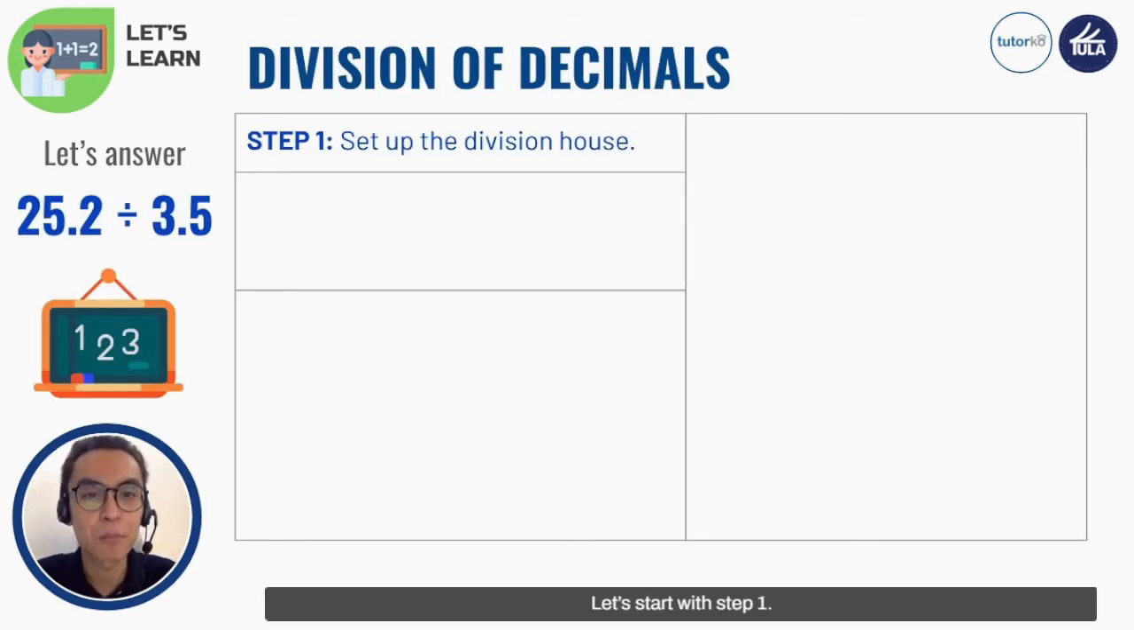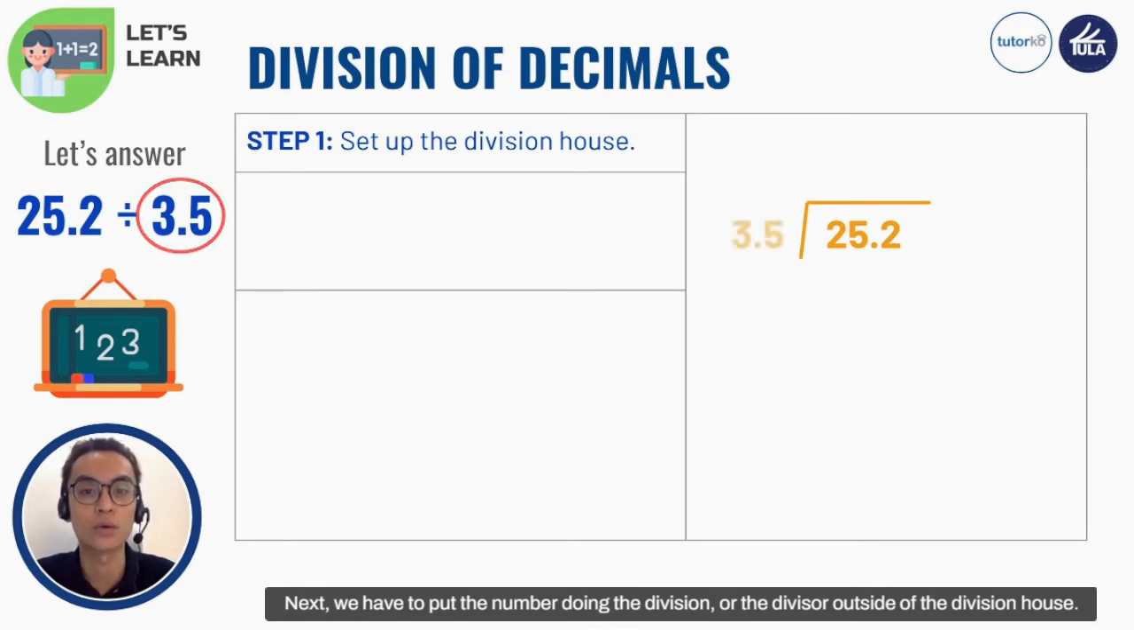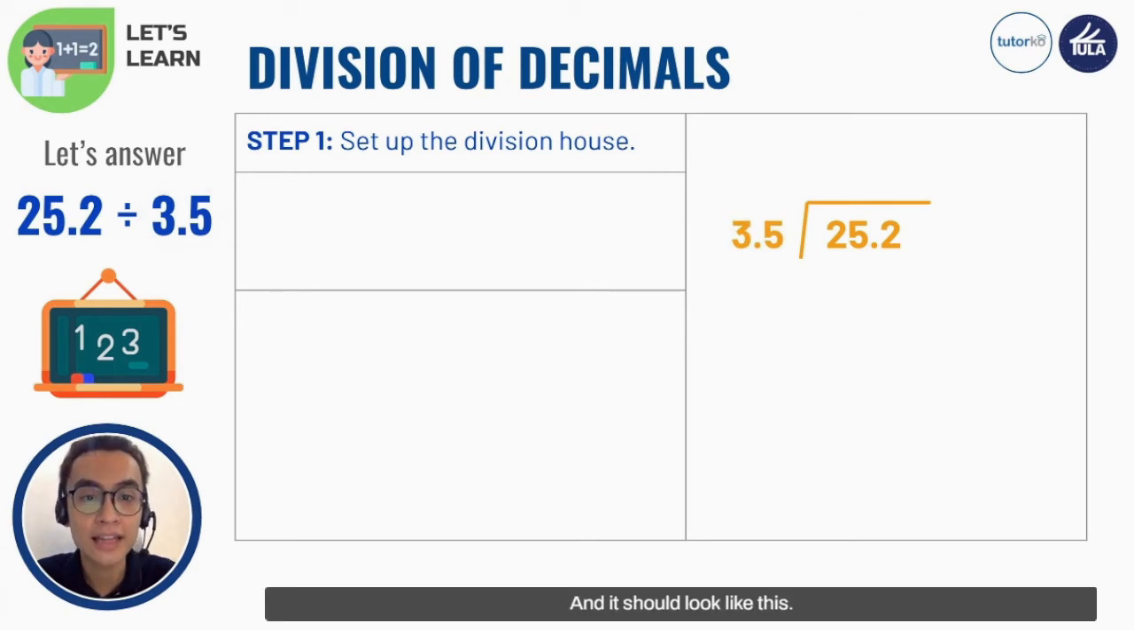Let's start with step 1. Kung nakalimutan niyo man, this is what the division house looks like. We have to put the number being divided, or the dividend, inside the division house. And next, we have to put the number doing the division, or the divisor, outside of the division house. And it should look like this.